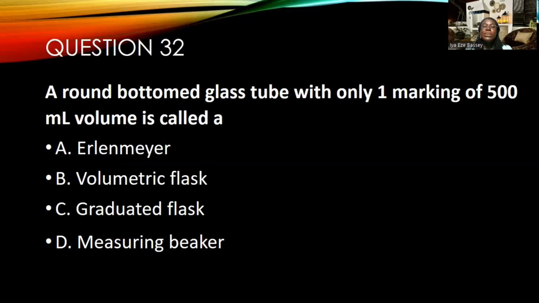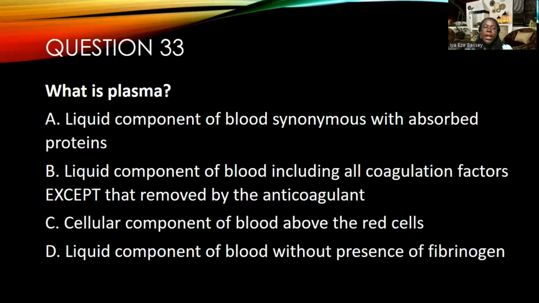A round bottom glass tube with only one marking of 500 ml volume is called, the answer is a volumetric flask. Okay? All right. So what is plasma? What is plasma? Remember we talked about serum about 2 questions ago.